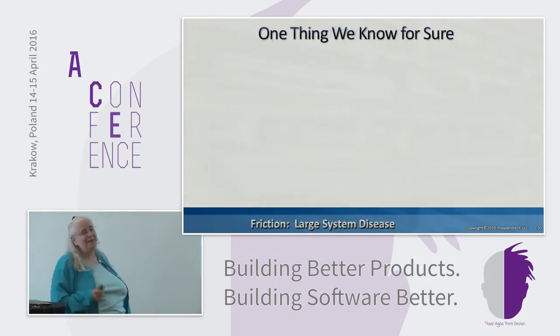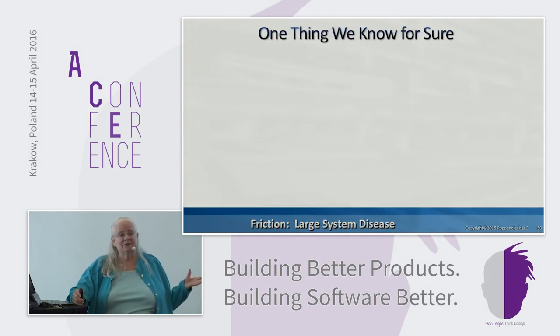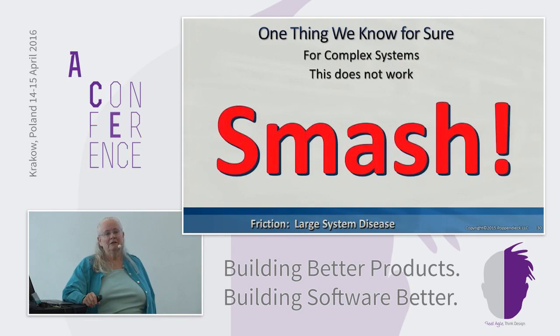So one thing that we know for sure about complex systems, we learned this a long time ago. Anybody who's dealt with complex systems, it doesn't matter, again, if it's software or not, knows that here's a process that does not work. Smash, big change. Guaranteed in a complex system, any big change will mess it up. We know that. Anybody knows that of complex systems.